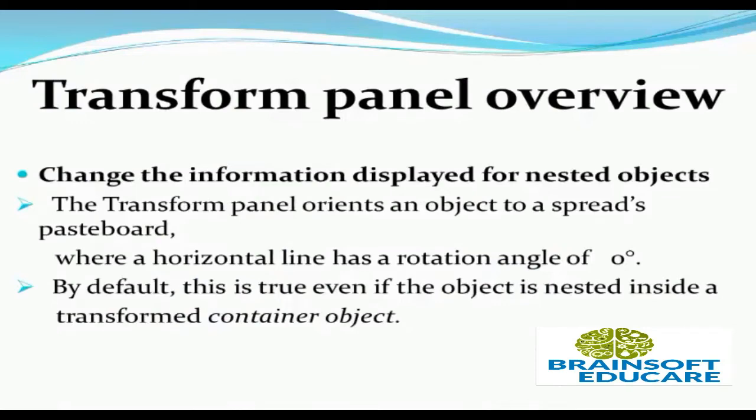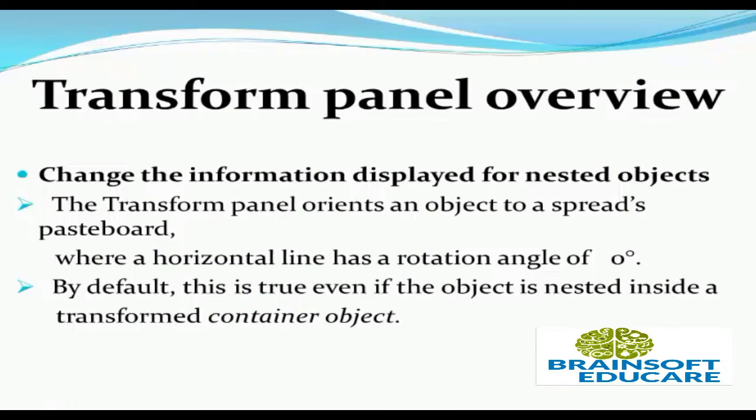Change the information display for nested objects. The transform panel orients an object to the spread pasteboard, where a horizontal line has a rotation angle of 0 degrees. By default, this is true even if the object is nested inside a transformed container object.